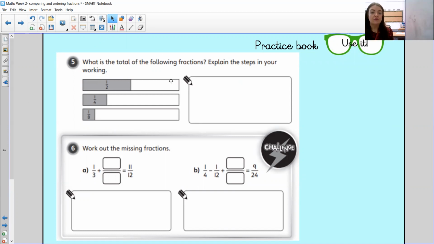Question 5, what is the total of the following fractions? Explain the steps in your working. They're actually asking for you to explain it there, so make sure you're showing those different steps that you have taken to get your answer.